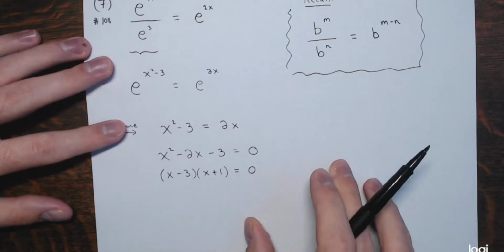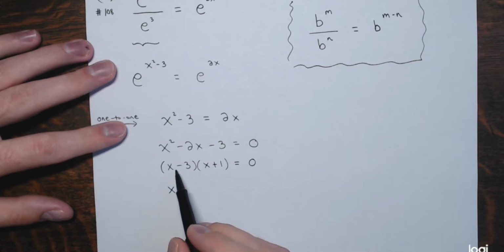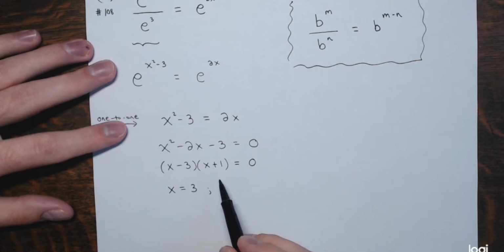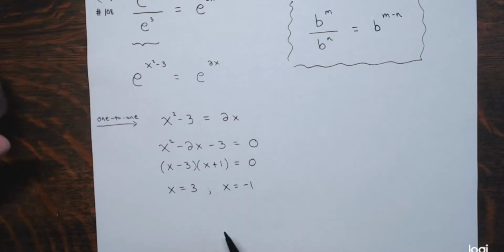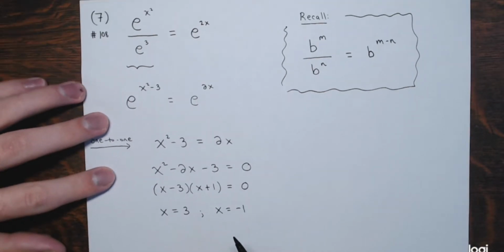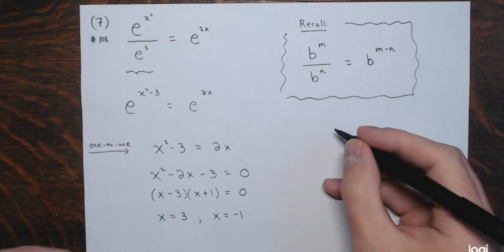And I apply the zero product property. We can state the solutions pretty quick. x equals positive 3 or negative 1. But don't forget to check these. Let's see. I'll do it off to the side here.